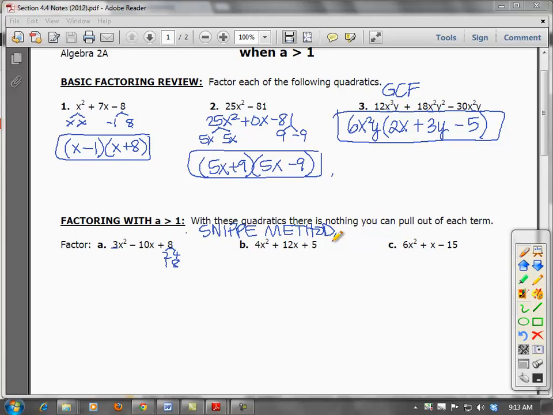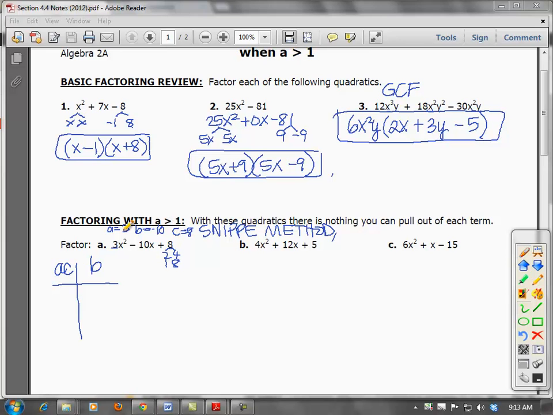Okay, here's how the snip method works. We make a table where we want A times C in the first column, and we want it to add to B in the second column. Okay, so here my A is 3, my B is negative 10, and my C is 8.